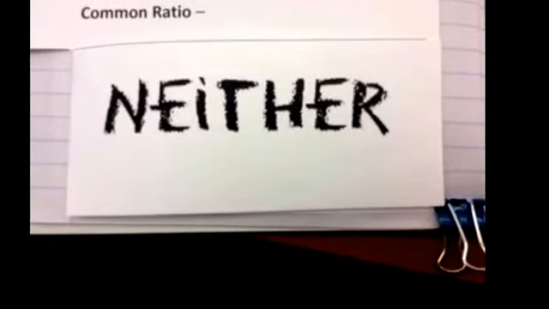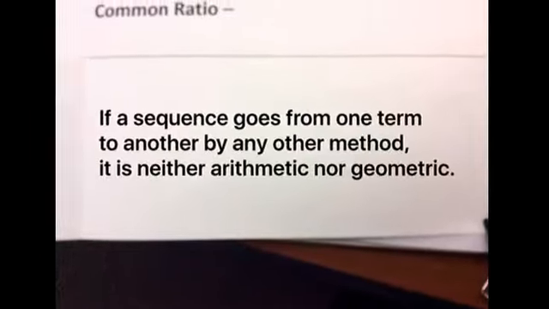So now we're going to fill in this part at the bottom that has neither. Inside there, we're going to write down: if a sequence goes from one term to another by any other method, it is neither arithmetic nor geometric. So let's write that down. If a sequence goes from one term to another by any other method, it is neither arithmetic nor geometric.